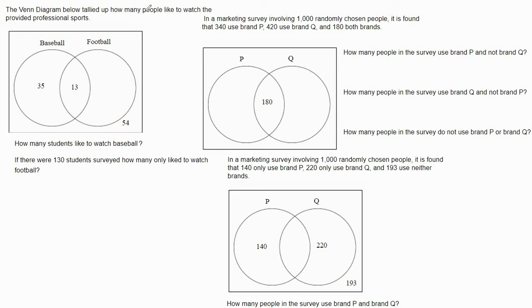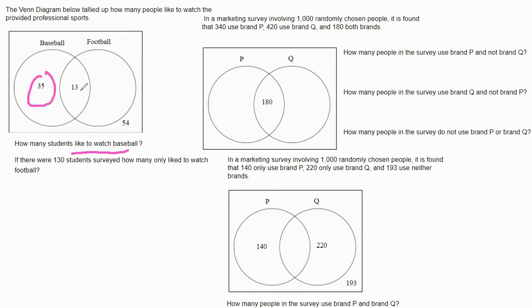So the Venn diagram below shows the number of people who like to watch professional sports, either baseball or football. This 35 represents how many people like to watch just professional baseball, and the 13 represents how many like to watch both. The 54 would represent how many don't watch either. So how many students like to watch baseball?